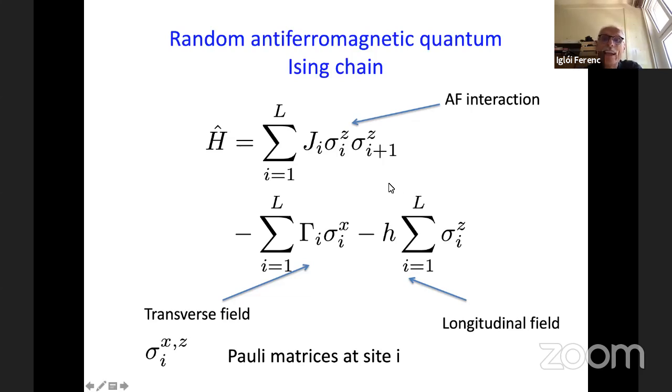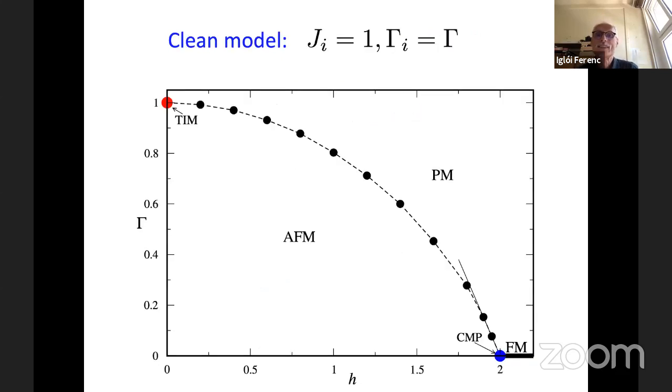What we make random here is the interaction and the transverse field. But at the same time, we keep this longitudinal field positive and non-random. So in this way, we wanted to get rid of random field effects. Okay, now let's start with the clean system. In this case, both the couplings and the transverse field are constant. The antiferromagnetic interaction is taken to be unity, and we denote by gamma this transverse field.